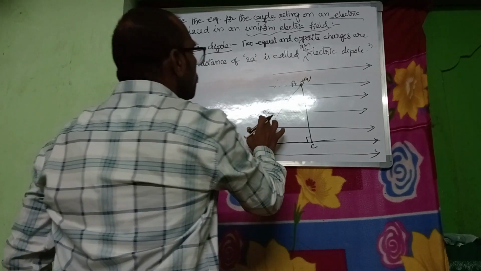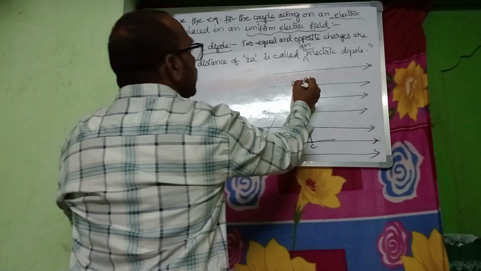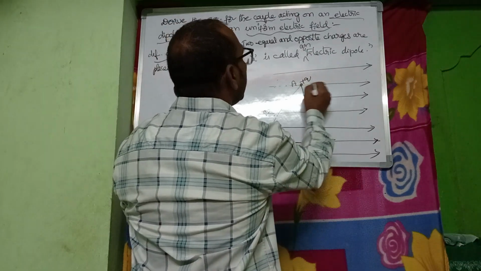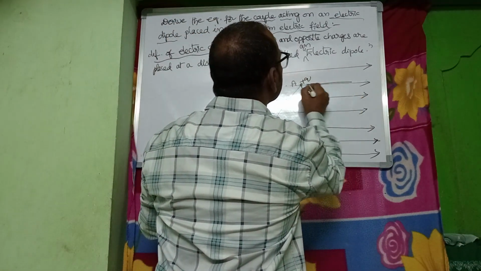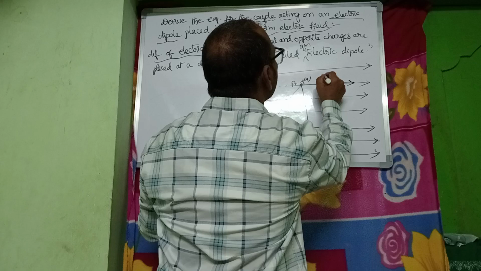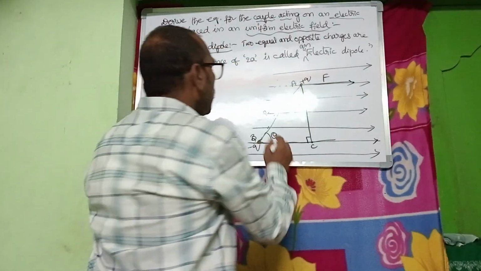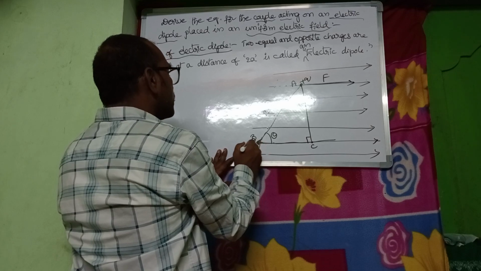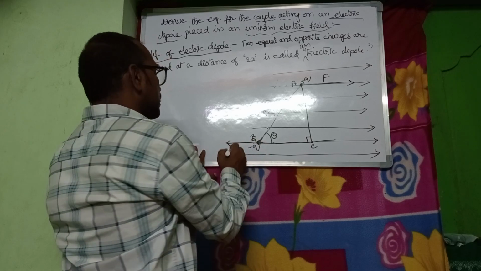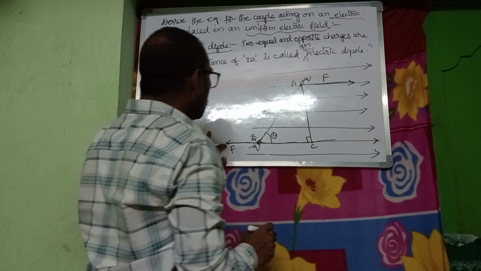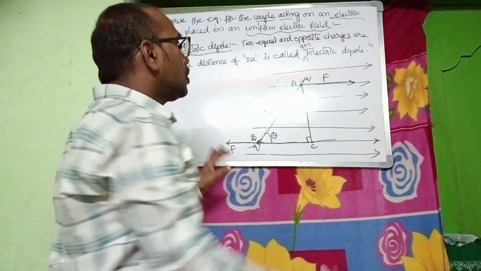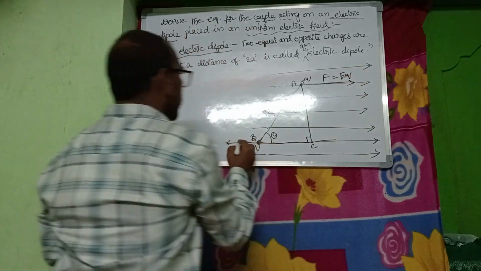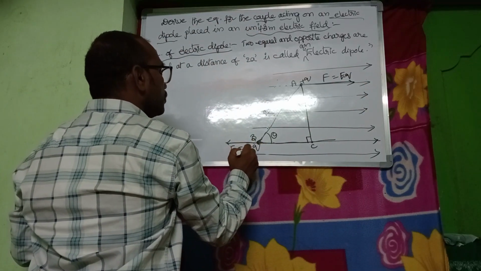So here some force acts on A and B. On this side a force acts, and on this minus charge, this side a force acts. But these two forces are equal. So what is the force equation in this case? F equals EQ.